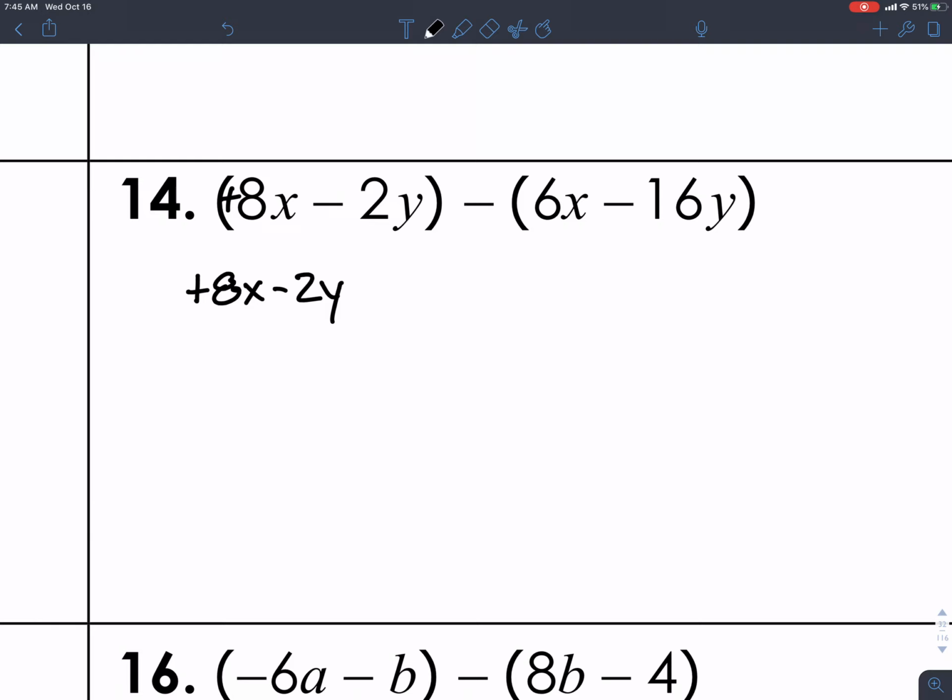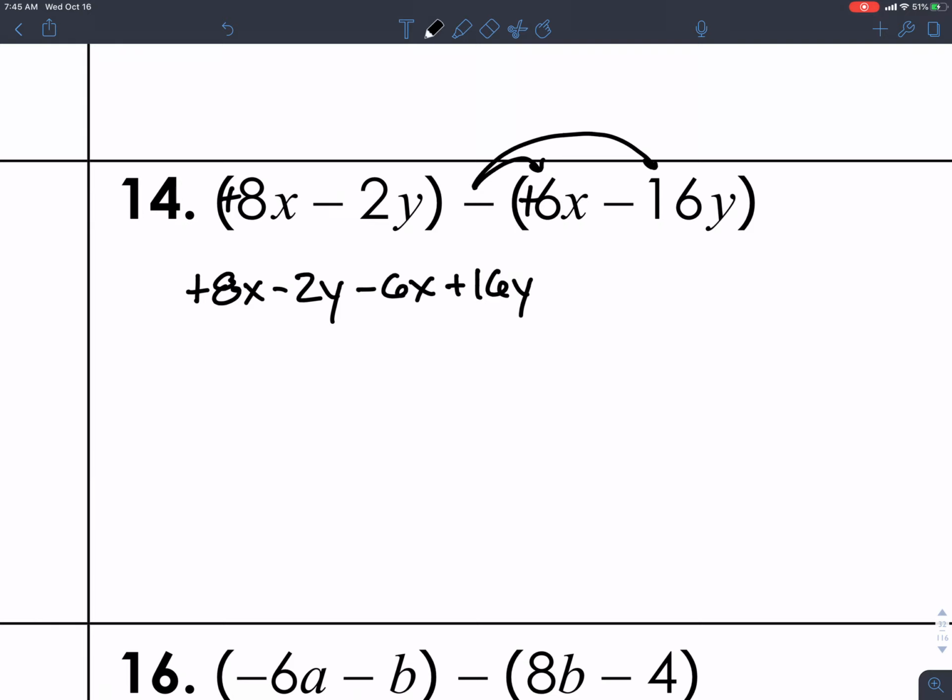Now, again, I'm going to put a positive right here because that doesn't have a sign with it. So that negative is going to change that sign to a negative 6x. This negative is going to change that sign to a positive 16y. The negatives are the only ones that change signs. The positives, you don't have to do this. Okay, if that was a positive, like in the first part of the notes, you wouldn't have to do this.